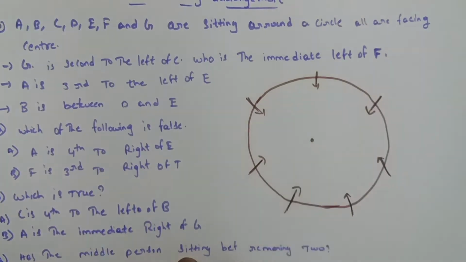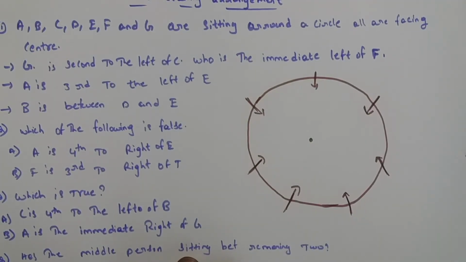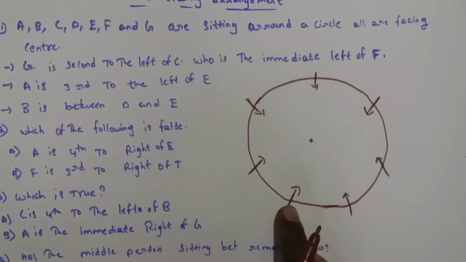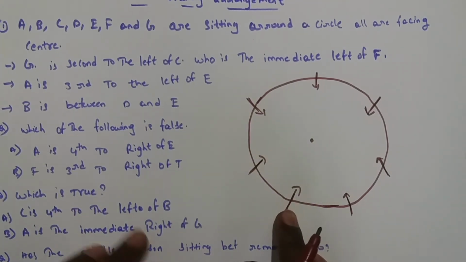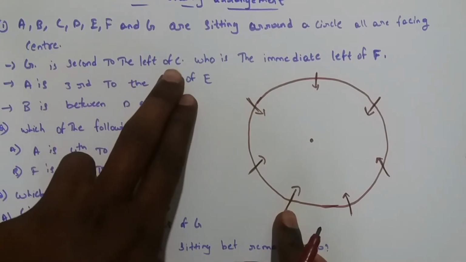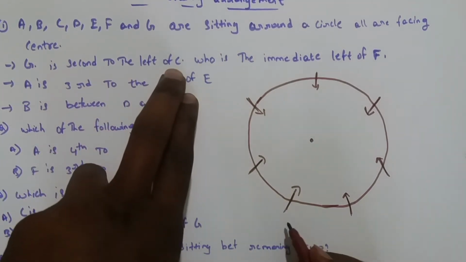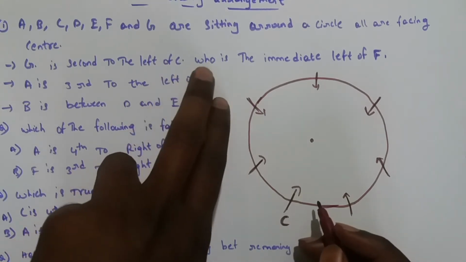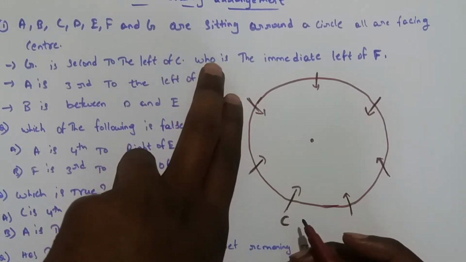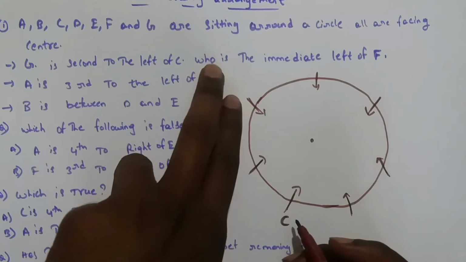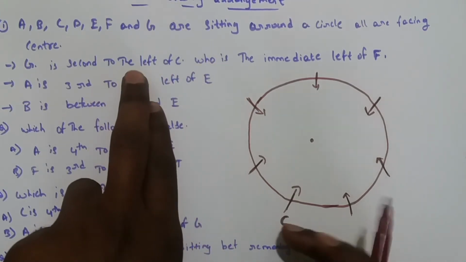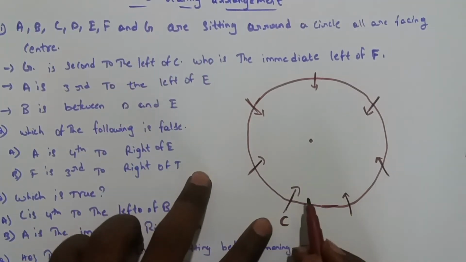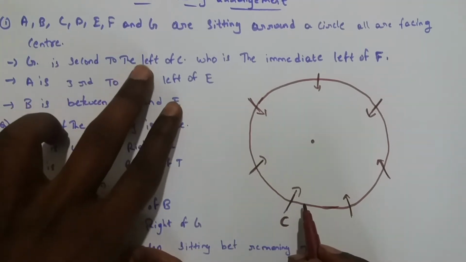Now see here, G is second to the left of C, who is the immediate left of C. Now we don't have any option here. Let us assume G is second to the left of C. Left of C means let us assume C here. Who is the immediate left of F? Now G is second to the left of C.